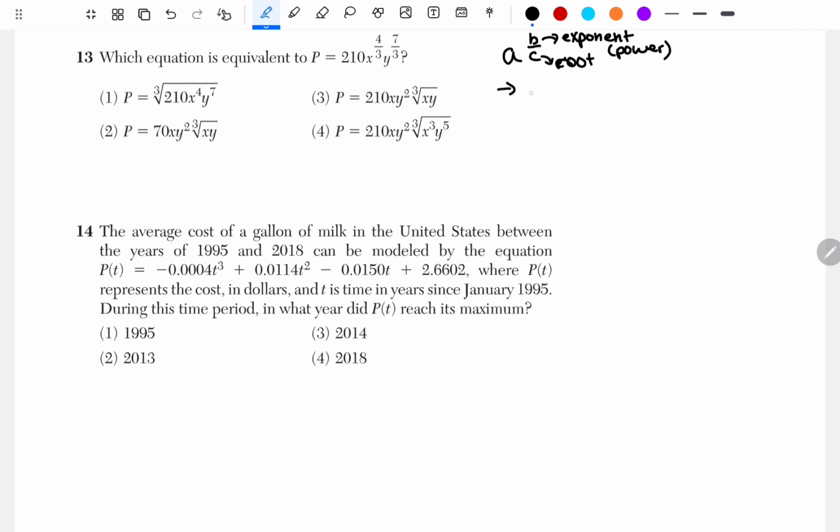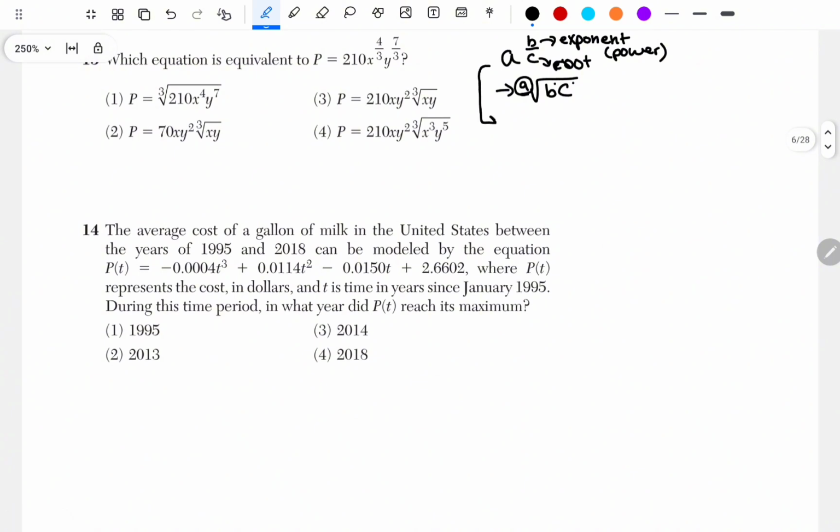And we also need to remember that if we want two values under the same root, we have to make sure that we get them to have the same roots and the same exponents. So the first rule that we're going to use is here. It says 210 x^(4/3) y^(7/3). In order to change this, it's going to become 210 times the cube root of x to the 4th, times the cube root of y to the 7th. Right? We have this part so far.